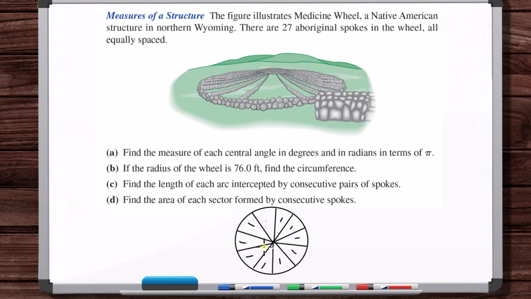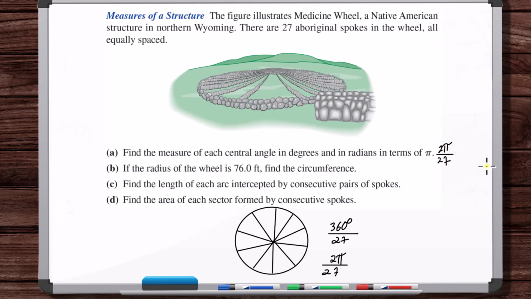Okay, so if you made 27 equally spaced lines, there's going to be 27 sectors. So what we're doing is dividing a full rotation into 27 pieces. In degrees, we've got 360 divided by 27, and in radians, we've got 2 pi divided by 27. So in radians, it's 2 pi over 27. They wanted us to leave it in terms of pi.